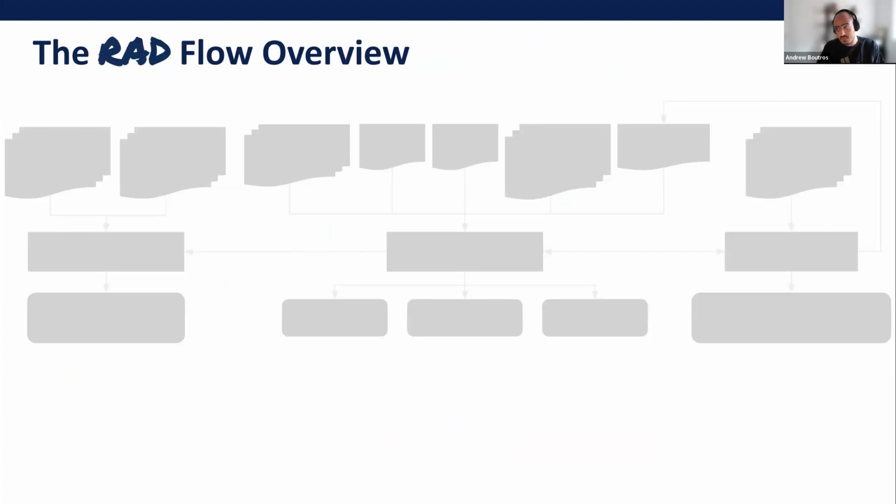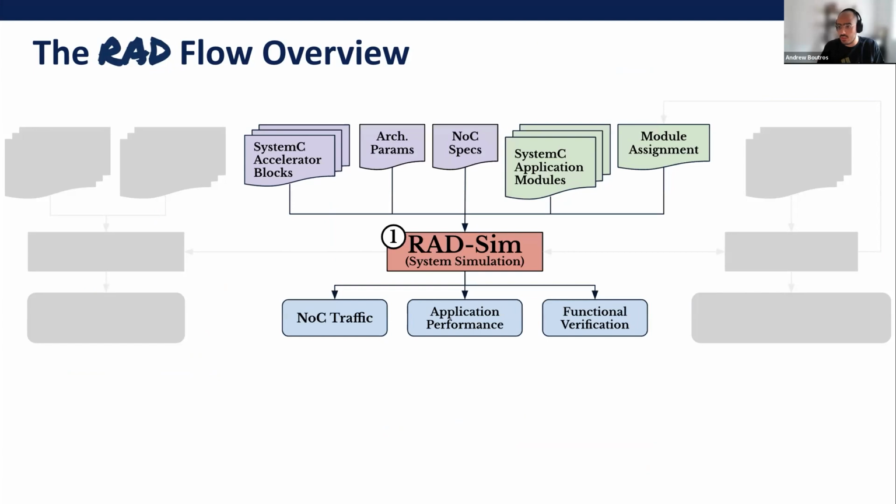So we built something that we call the RAD flow. It's an architecture exploration flow for those RADs, and it consists of three main components. The first component is what we call RAD-Sim. So this is a system simulation infrastructure. So you describe things like your application modules, your hard modules, some architecture parameters and network on chip specifications in a somewhat higher level description language than RTL.